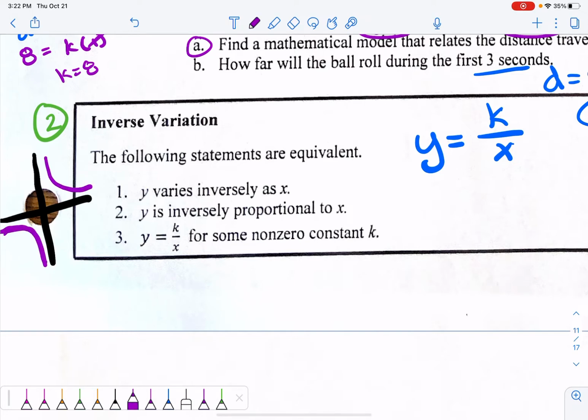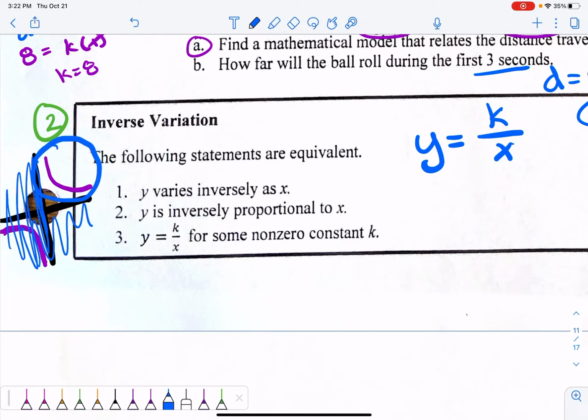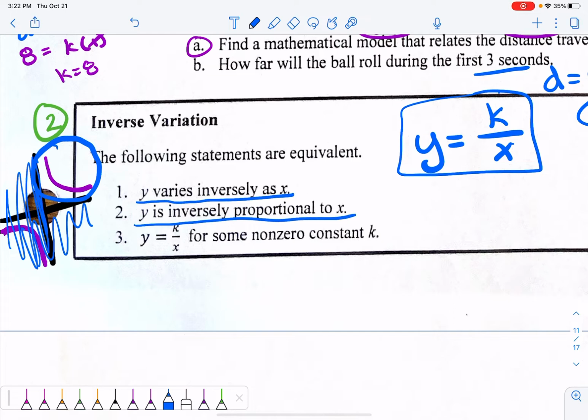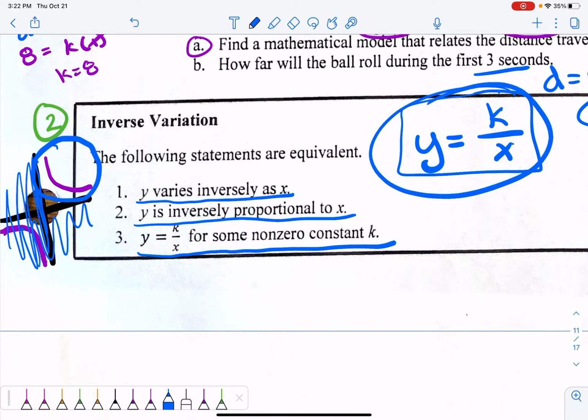This is inverse variation. Now, usually when you're dealing with story problems, you can't have negative distance or negative time. So these things over here don't matter, and it kind of looks like an exponential function. So really you're probably only looking at the top half of that boomerang. But it still will end up being the equation of a boomerang function, okay? And this is y varies inversely as x, or y is inversely proportionate to x, or y equals k over x for some non-zero constant k. All of those things mean you're starting with a function that looks like this, okay?